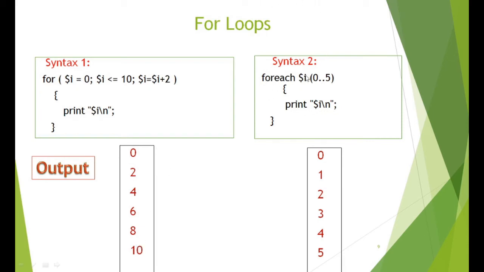Here we have another syntax for foreach. It is foreach $i (0..5). This is a sequence. So here the sequence will be 0 up to 5 incremented by 1. In this sequence, each and every value will be considered for $i and it will be printed. Here you can see that inclusive of 0 and 5, the values 0, 1, 2, 3, 4, 5, all the values will be outputted.